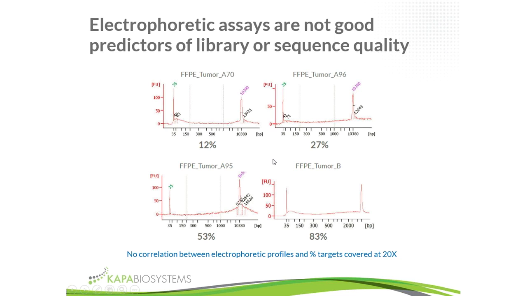But as we can see from these profiles, here we have one where the sample looked fairly fragmented, and we got a very low percentage of targets covered at 20x. But this is a very similar looking sample, and the target coverage was actually much better and quite acceptable. So again, electrophoretic assessment upfront isn't really a good predictor of the quality of the library that one can generate from that sample and the ultimate sequence quality.